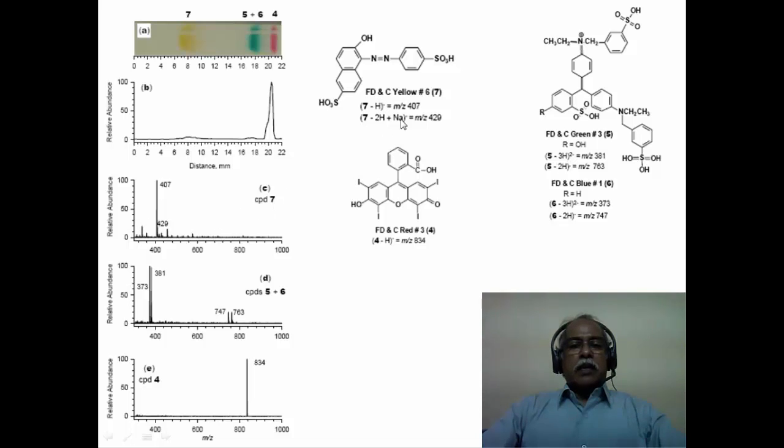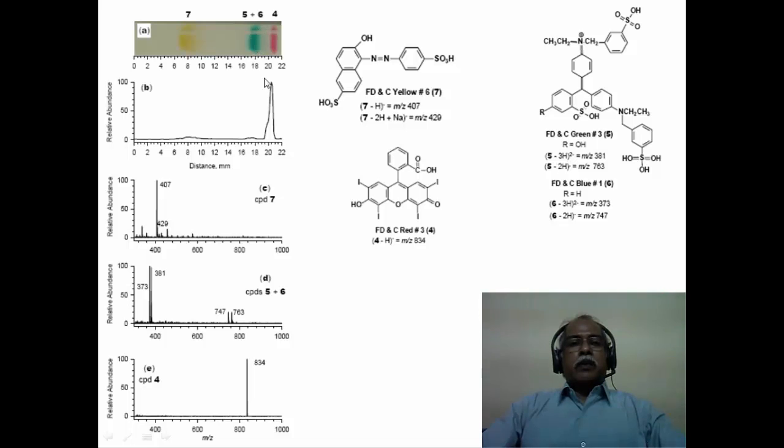For example, this is the electrospray ionization mass spectrum of compound 7, which is this yellow colored substance, an azo dye that is a sulfonic acid derivative. And you can see, for example, the molecular weight is 407. There is a base peak at 407. Then 407 plus a sodium ion, which is 23, corresponding to 429, this 429 peak is also seen in the electrospray ionization mass spectrum.